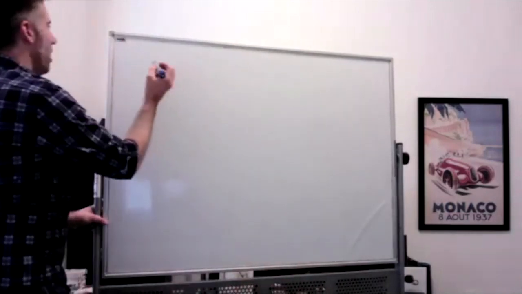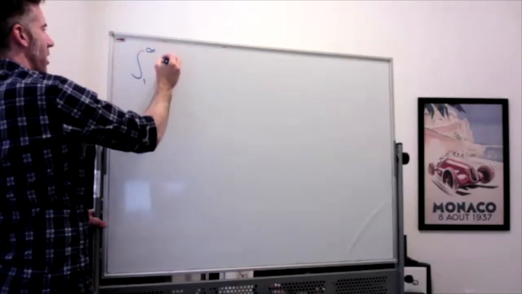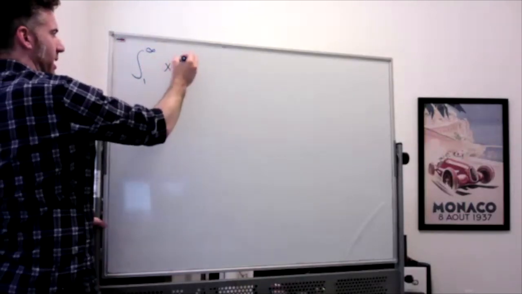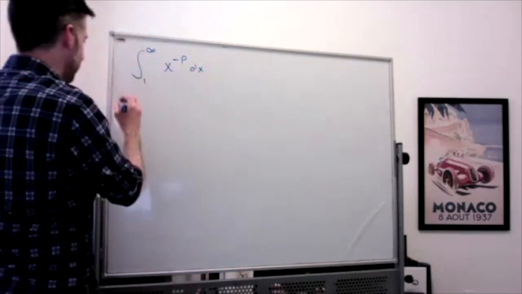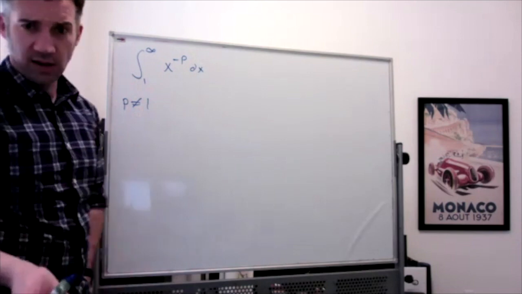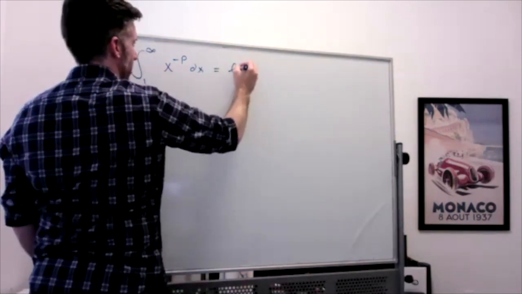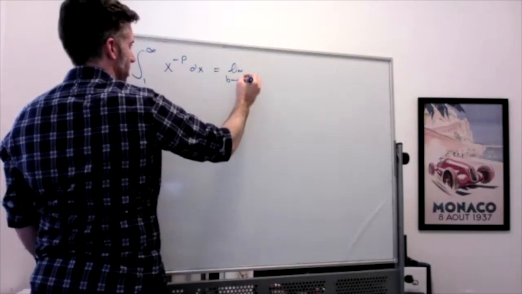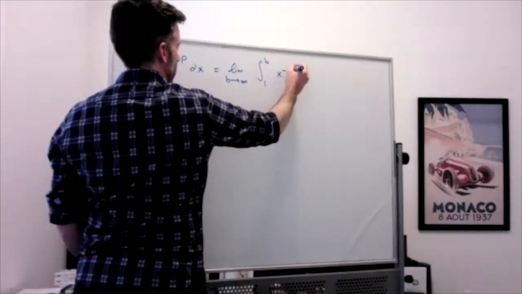So the integral from 1 to infinity of x to the negative p, or 1 over x to the p, and again, p is not equal to 1. Well, great. We know how to do this. This is going to be the limit as b goes to infinity of the integral from 1 to b of x to the minus p.